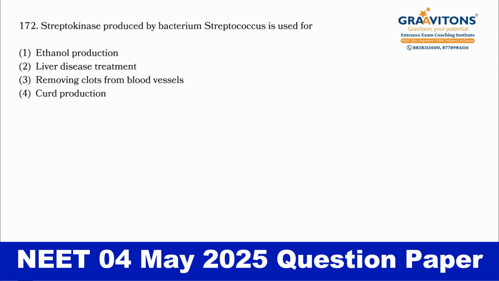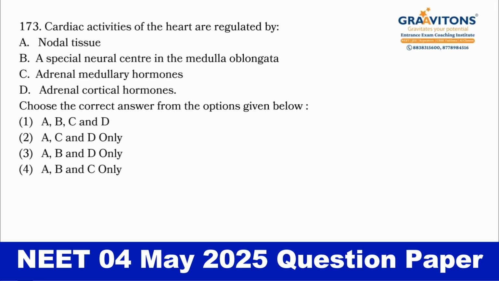Next one, question number 172. Streptokinase produced by bacterium Streptococcus is used for removing clots from blood vessels. And this question is given as question number 22 in page number 10 by 20 in our Gravitons material. And coming to the next question, 173. Cardiac activities of the heart are regulated by nodal tissue, a special neural center in the medulla oblongata, and adrenal medullary hormones. Yes. So answer is option 4.